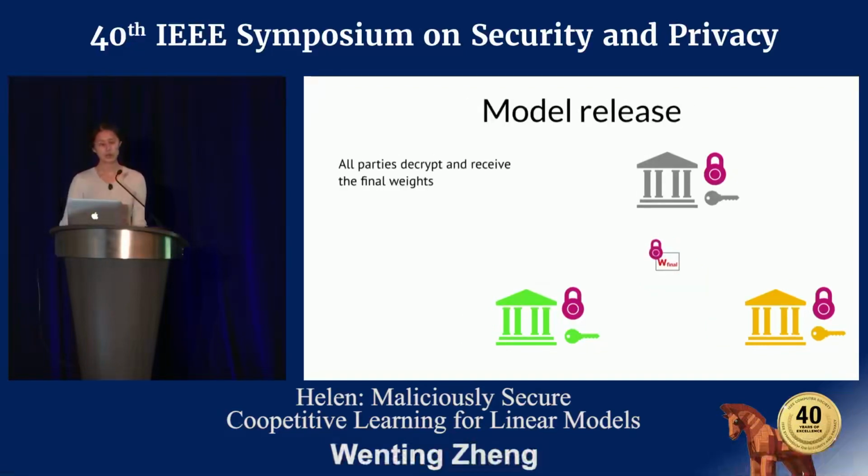Once all the iterations are complete, the parties then use their secret key shares to jointly decrypt the final weights, and the final weights are given back to all the parties in plain text.